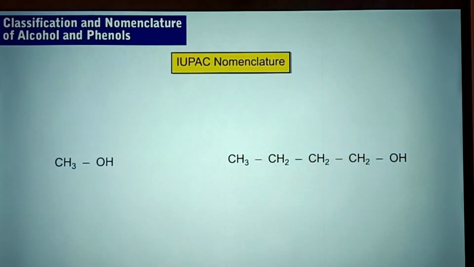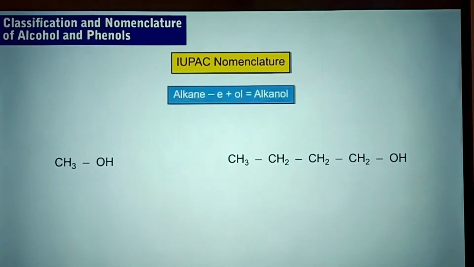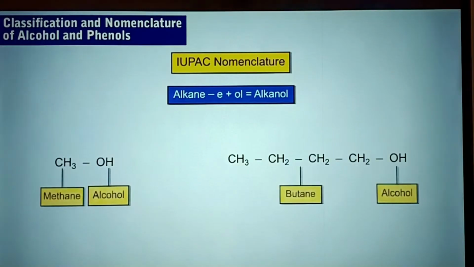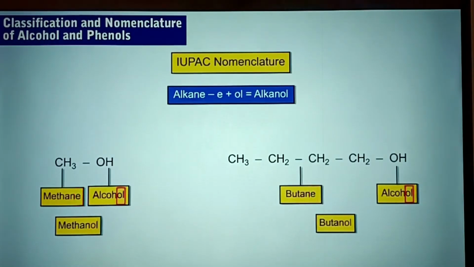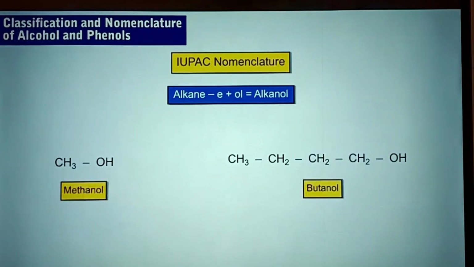In IUPAC nomenclature, the alcohol name is derived from the alkane name of the longest continuous carbon chain. Drop the e from the alkane name and replace it with the suffix ol to determine the alcohol name. The location of the hydroxyl group and additional substituents are indicated by using the number of carbon atoms to which these are attached.